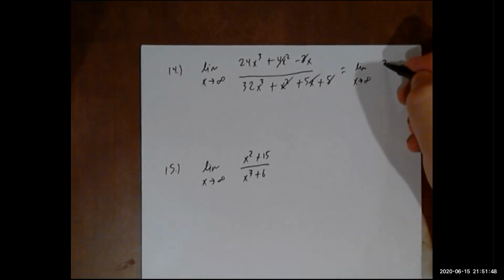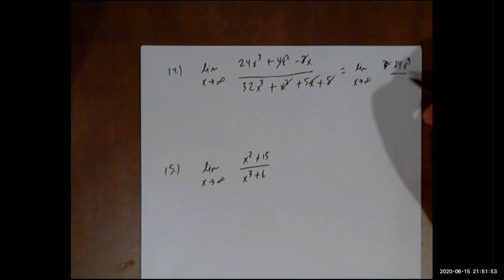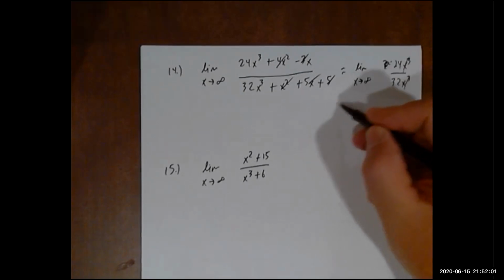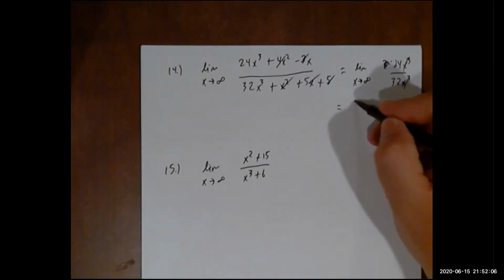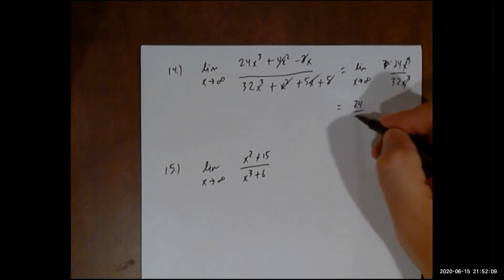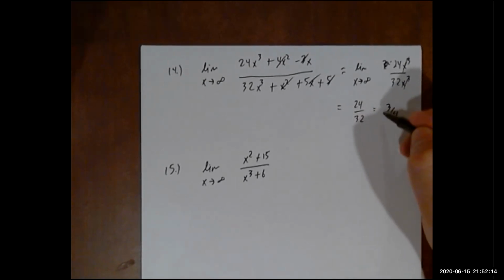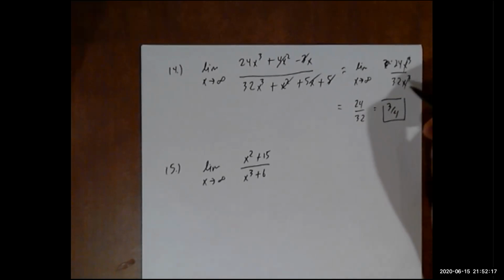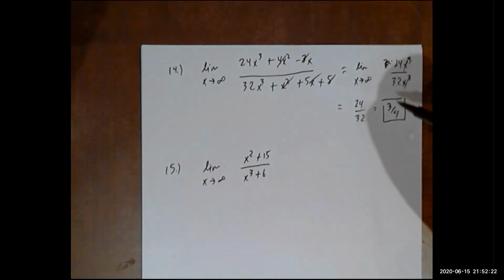So once you do that, you end up with 24x cubed over 32x cubed. The x cubes cancel out. So really, at this point, you don't even have any variables left. So it's obvious that the limit is just going to be 24 over 32, which reduces down to 3/4. So in this case, as x approaches infinity, the limit of all this is 3/4. We'll plug that in a minute and see if that's a correct answer.